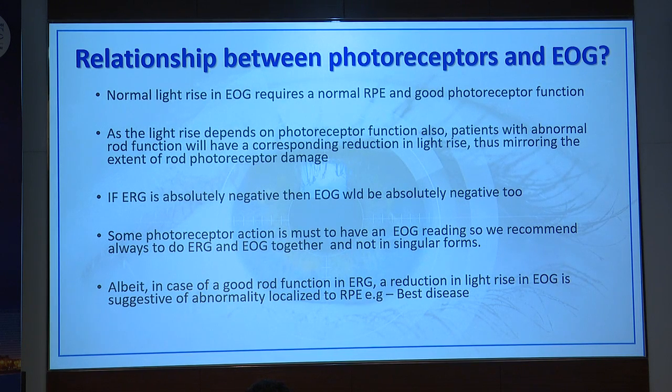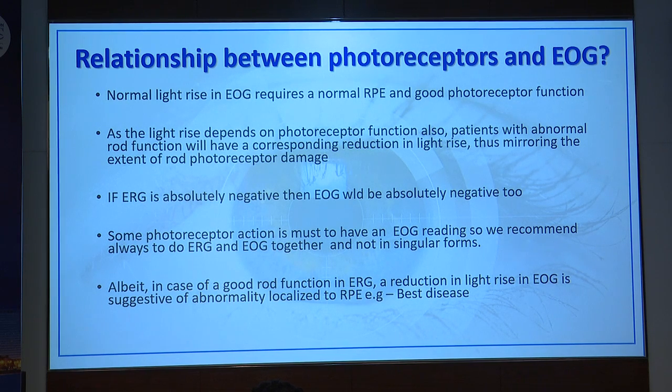What is the relationship between the photoreceptors and EOG? RPE is the relationship we know. Normal light rise in EOG requires a normal RPE and good photoreceptors. As the light rise depends on the photoreceptor functions also, patients with abnormal rod functions will have a corresponding reduction in light rise, thus mirroring the extent of photoreceptor damage. So, if ERG is absolutely negative, the EOG will be absolutely negative. Some photoreceptor action is a must to have an EOG reading.